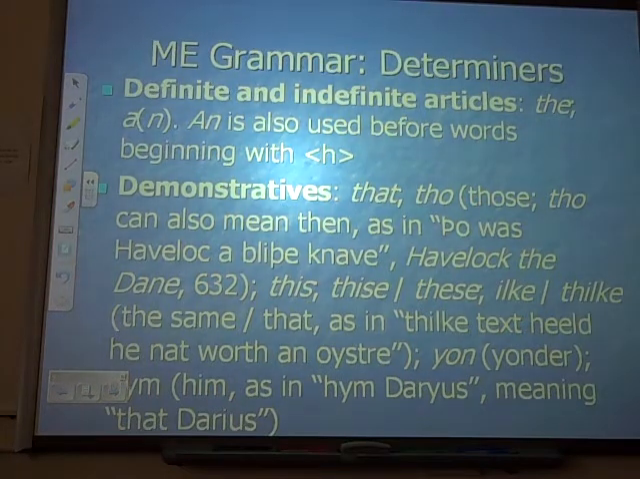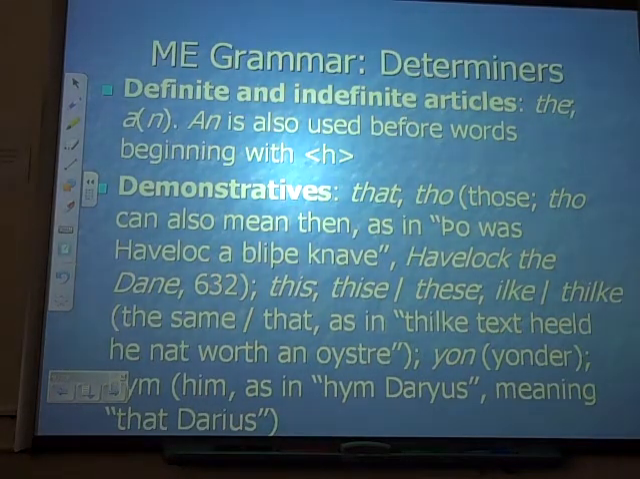So to all intents and purposes, the determiners used in Middle English grammar are pretty similar to our own. They'll be easy to notice. One of the things that will perhaps stop us, again, is that use of thorn and yogh, but once your eyes are accustomed to it, you'll see it.